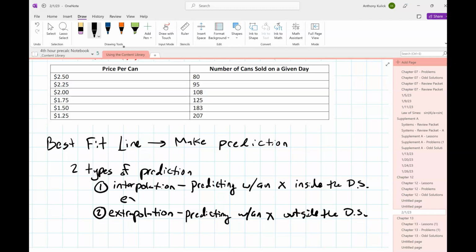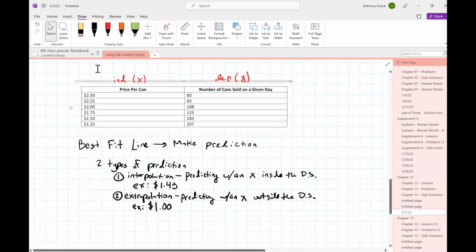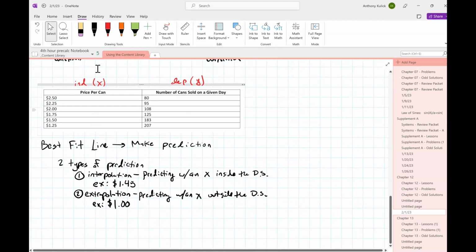So for example, making a prediction with how many cans you'd sell if you charge $1.45 is interpolation, and predicting the number of cans you'd sell if you charged $1 is extrapolation. Which one of these is going to be more reliable? Which type of prediction is going to be more reliable? Interpolation or extrapolation?